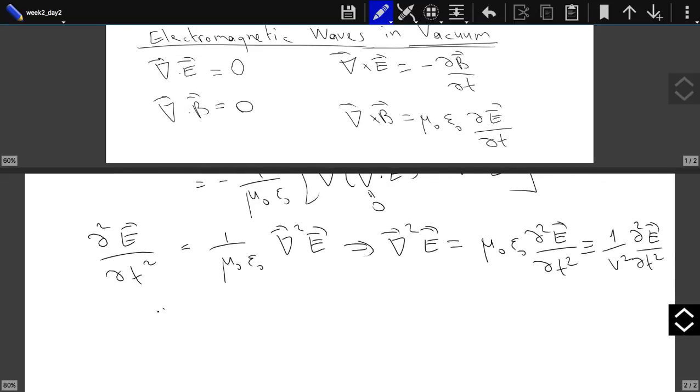So this tells me that the speed of light, let me put the c. So there are electromagnetic waves. It is possible to create electromagnetic waves. And the speed of these electromagnetic waves has to be equal to 1 over the square root of mu 0 epsilon 0.